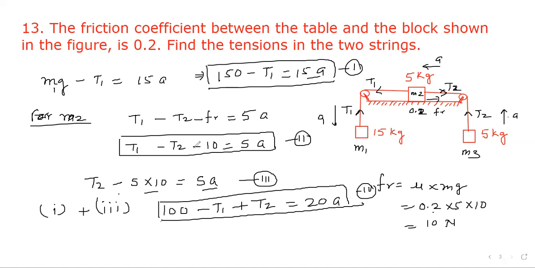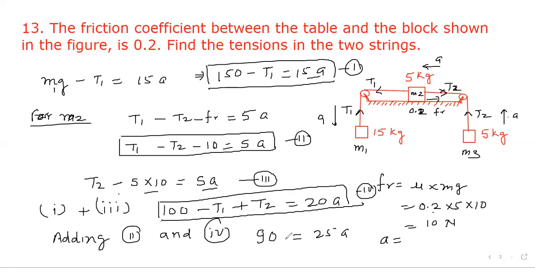Equation 2 contains T1 minus T2 minus 10 equal to 5A. This equation contains 100 minus T1 plus T2 equal to 20A. If we add the two equations, then T1, T2 will get eliminated. So adding 2 and 4, we will get here 10, this is 100, other terms will cancel out. This will become 90 equal to 25A, from where we can get A equal to 18 by 5 meters per second square.